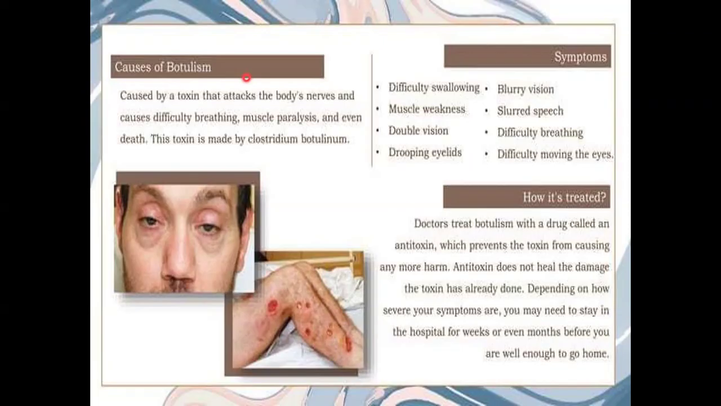Okay. So the 5 Ds of botulinum: we start with diplopia, dysarthria, dysphagia, dyspnea, descending muscle flaccid paralysis.